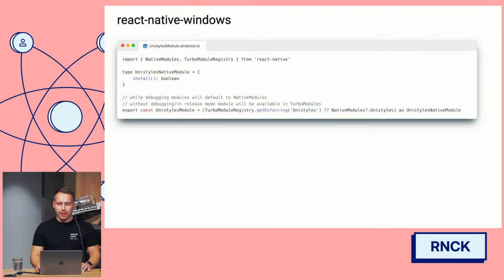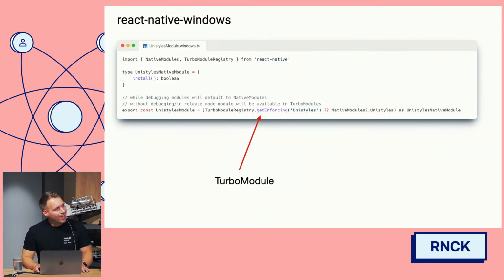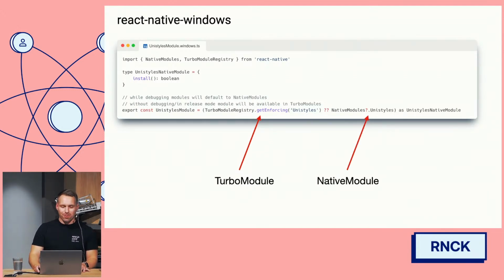Now, there is one caveat. When you try to build your first module with React Native Windows, it will work, and then it will break. And why is that? I left a comment in the React Native Unistyles repository. So it seems that while you are debugging or building your native module, they will inject your native module with native modules. But if you are in release mode or you are not debugging, they will inject a turbo module. So that was interesting for me. So here we have a turbo module, and here we have a native module. So I had to create an additional file, Unistyles module.windows.typescript, to actually cover this case.